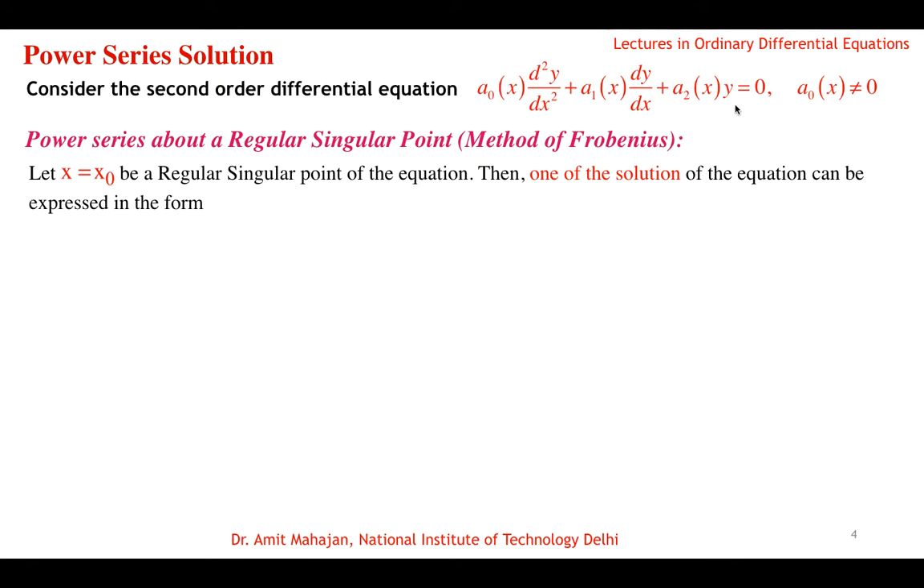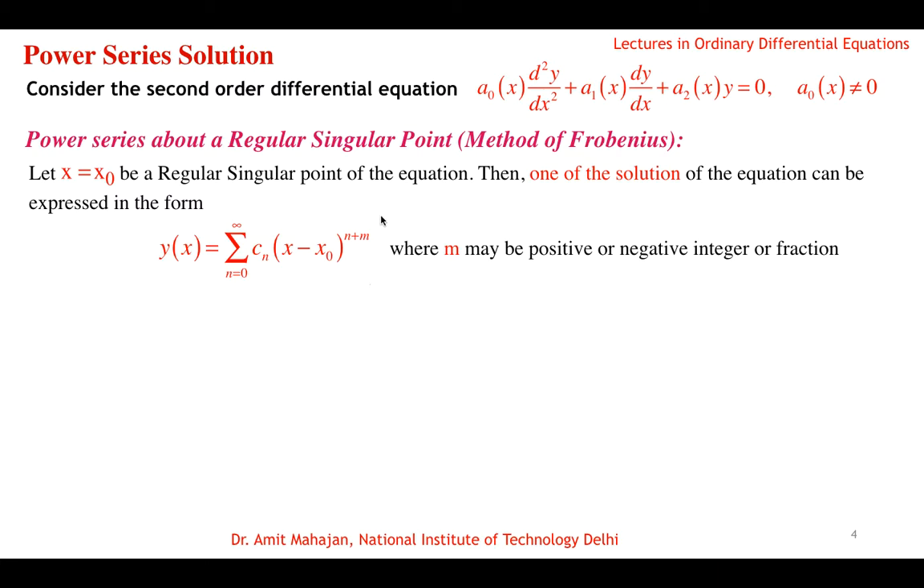Okay, so if you are given a differential equation, find the singular point and then the regular singular point, and once you know the regular singular point, then one of the solutions of this differential equation can be expressed in this form, in this series solution. Okay, it is summation cn x minus x naught, where x naught is a regular singular point, whole raised to power n plus m, where m may be a positive, negative, integer or fraction. m is to be calculated, m is calculated during the process itself.